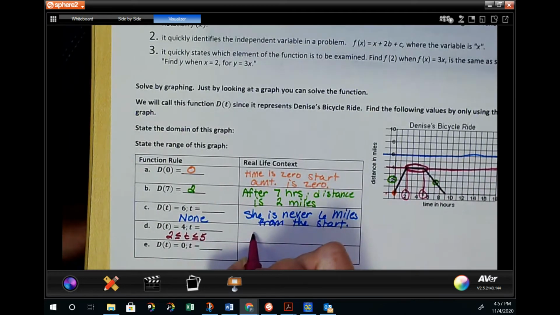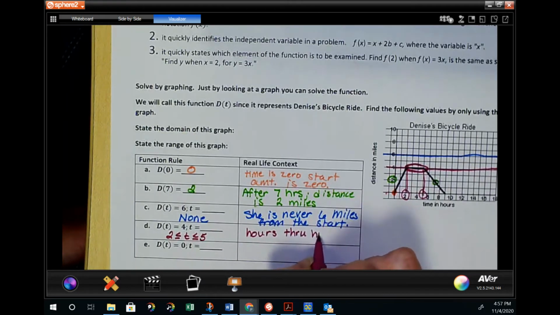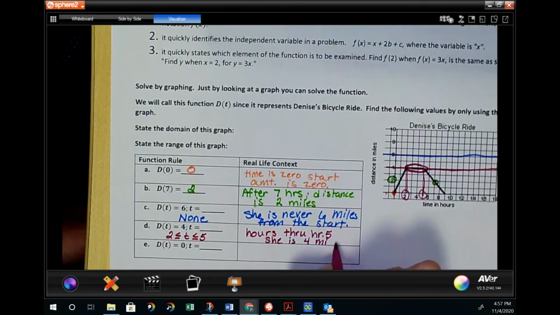So that's going to be from hour 2 through hour 5. She is 4 miles from the start. So hour 2 to hour 5, she is 4 miles from her start. So she's taking a little stop break.